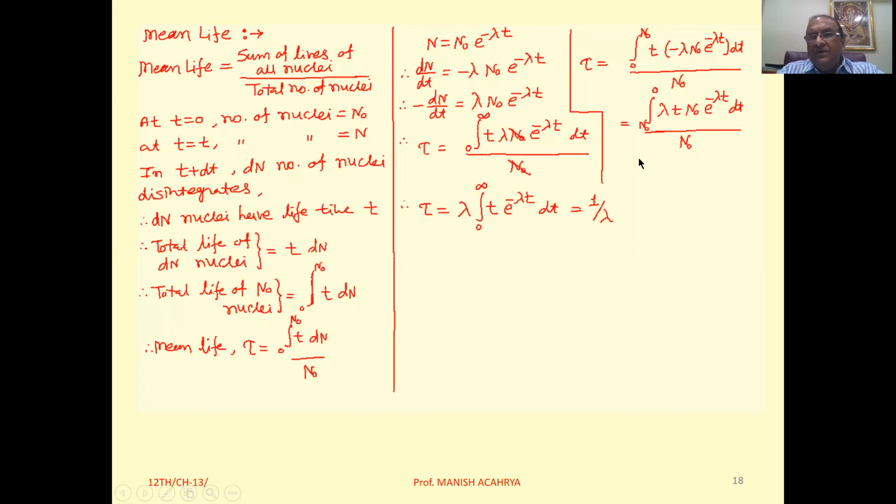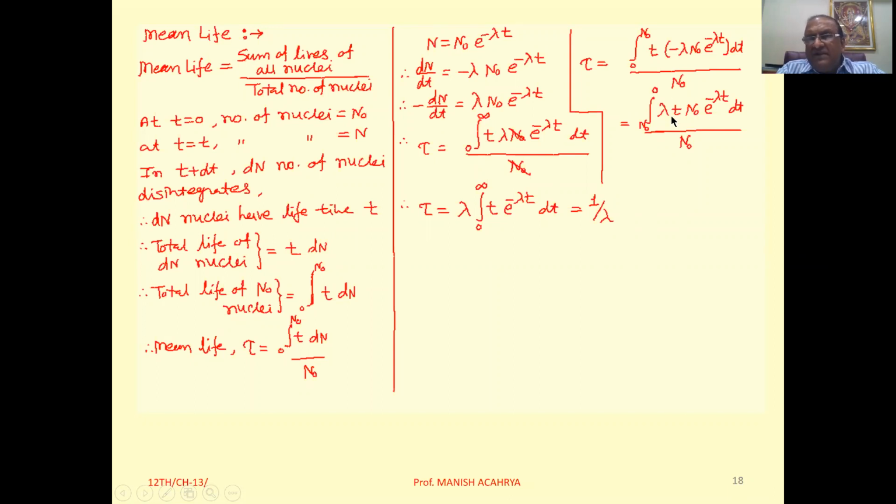But now we have to change this particular limit in terms of time. So N0 is the number of nuclei at time t equal to 0. Now see, in this integration the lower limit is taken as 0. And the number of undecayed nuclei will be 0 after how much time? We don't know. After infinite time. So the upper limit is infinite.